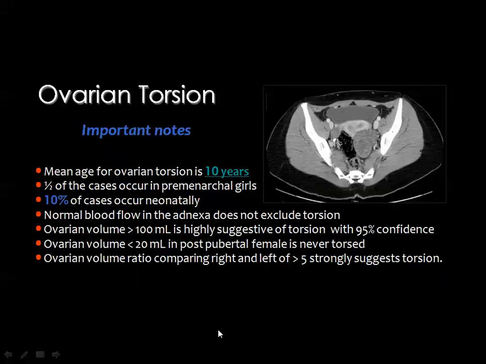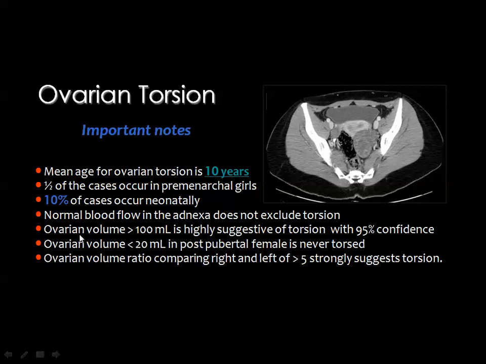Then these are some of the important notes for the diagnosis of ovarian torsion. The age for ovarian torsion is around 10 years, and half of the cases occur in the premenstrual period, and 20% of the cases may occur in the neonatal period. Then normal blood flow does not exclude torsion. And you know that torsion may not compromise the blood flow significantly enough that you can see it on imaging.